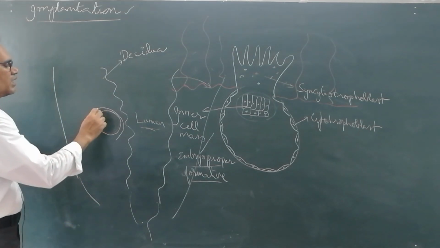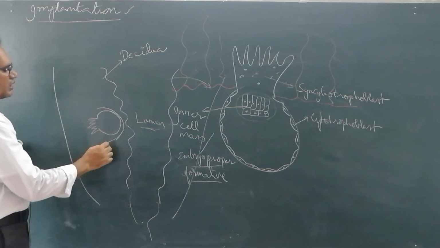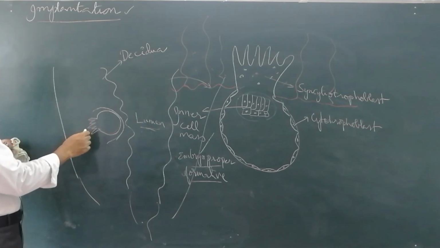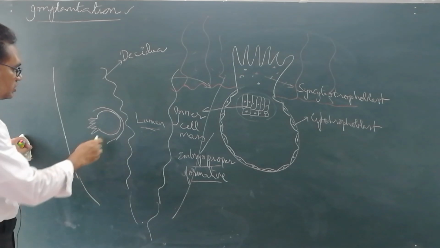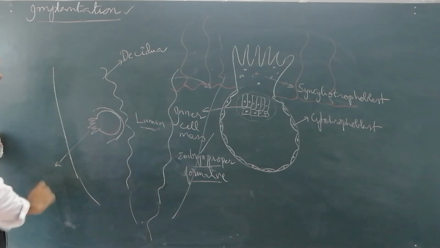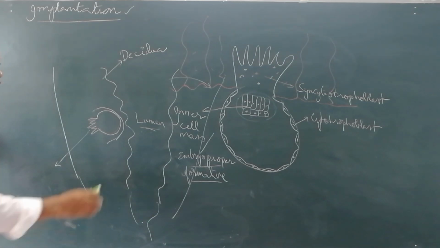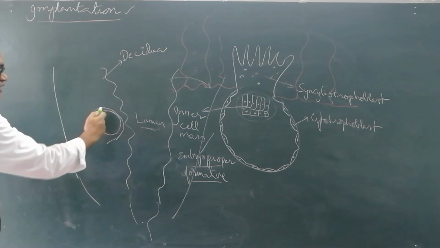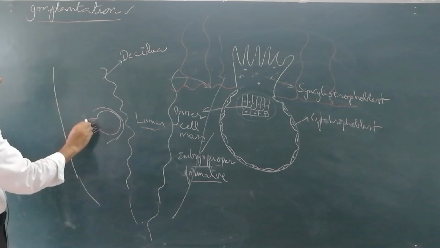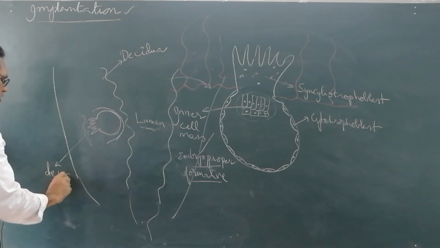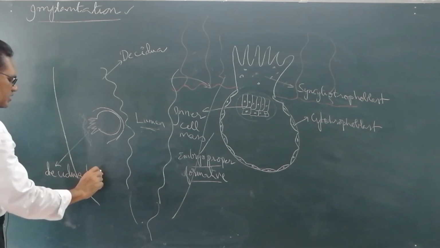Now here this is the lumen. This is the part of the decidua which is attached here. This is called decidua basalis. It means where the blastocyst has entered and attached inside this area of the uterine wall. This is called decidua basalis.